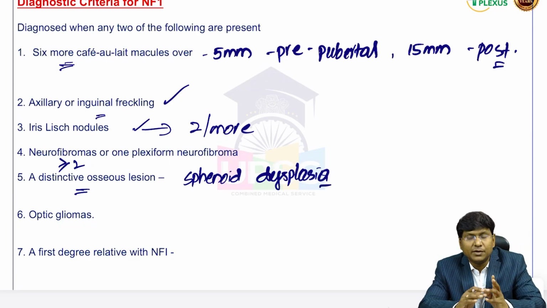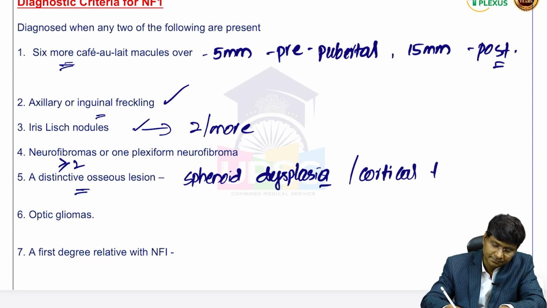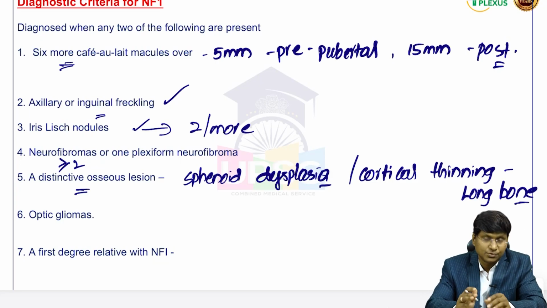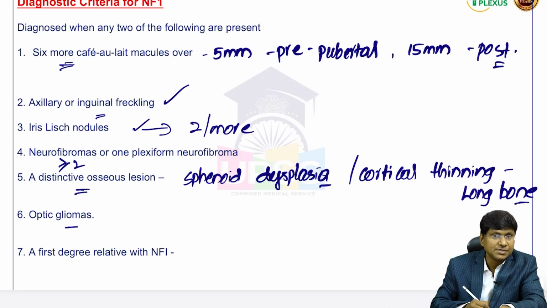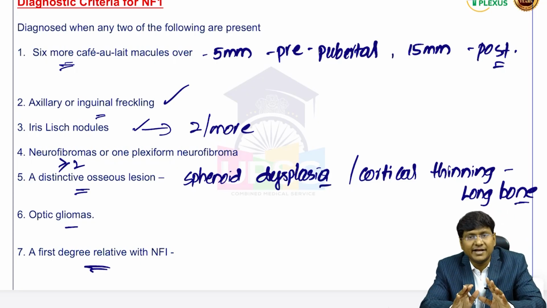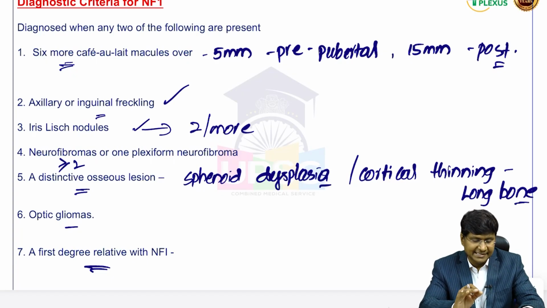right? So this will be in the form of sphenoid dysplasia or cortical thinning of the long bone. So this will be the distinctive osseous lesion. Next, optic gliomas, and then a first degree relative with neurofibromatosis type 1, so that is a positive family history. So these are the diagnostic criteria for neurofibromatosis type 1.